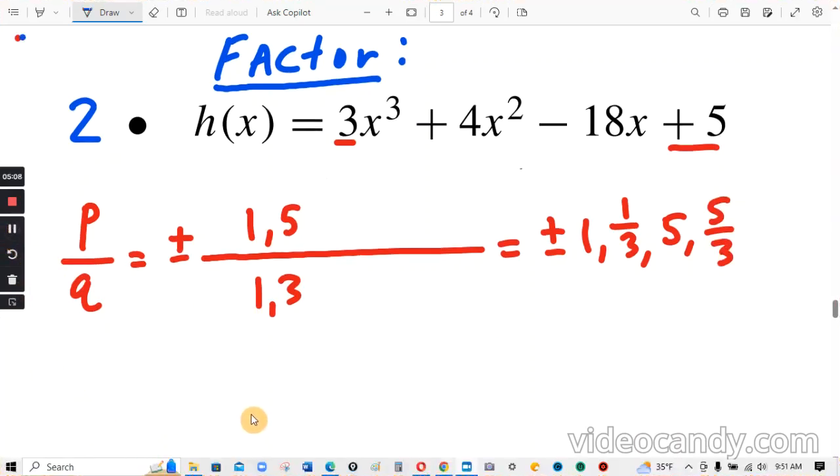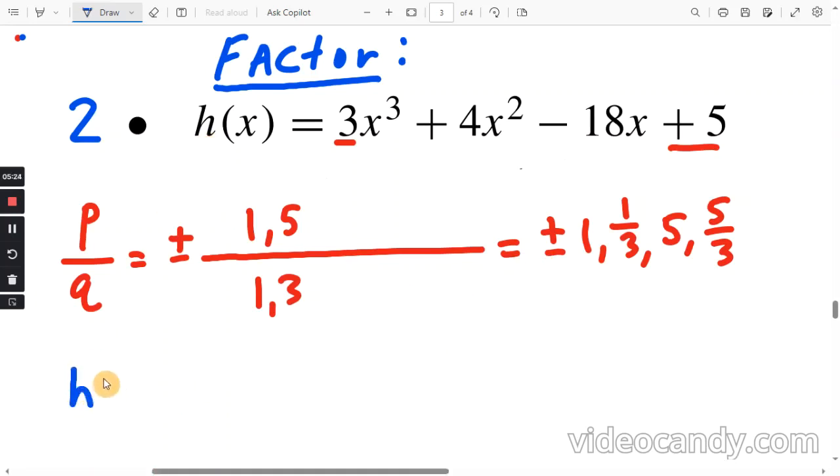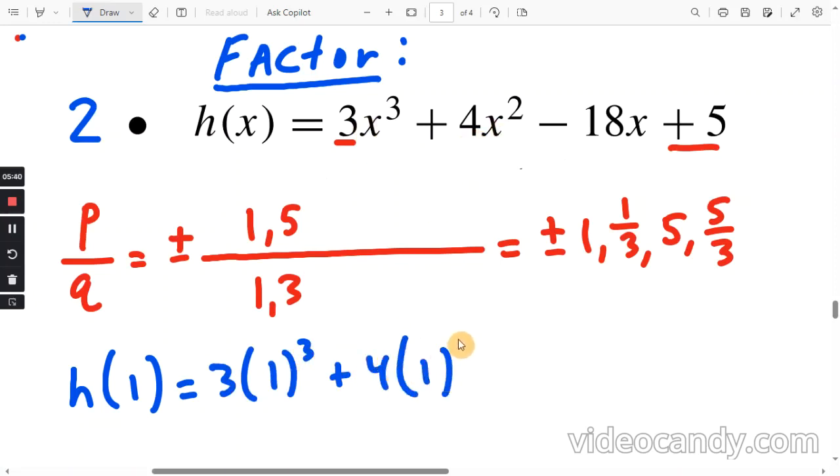Now, remember I said at the beginning you can use synthetic division or you can use remainder theorem. So on this one here, I'm going to use remainder theorem. All right. And our function is called h, so we'll start with positive 1. So if we do h of 1, we're plugging in 1 wherever we see an x. So that's going to be 3 times 1 to the 3rd plus 4 times 1 squared minus 18 times 1 plus 5.